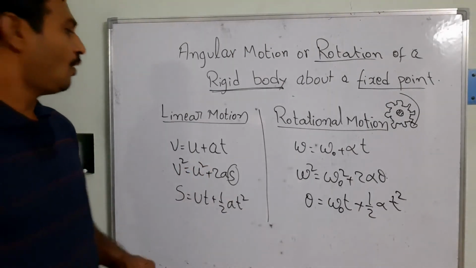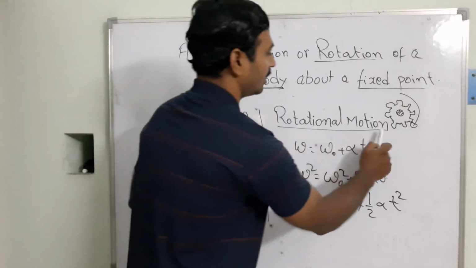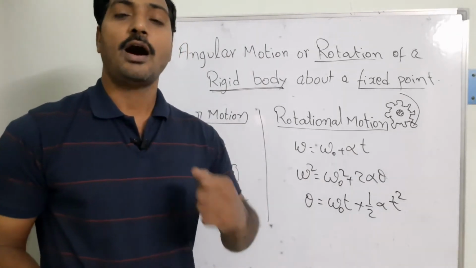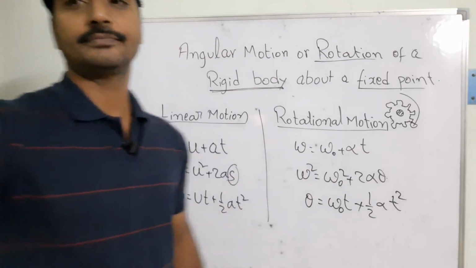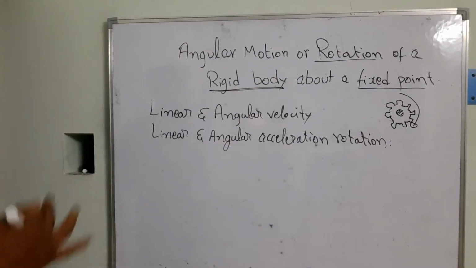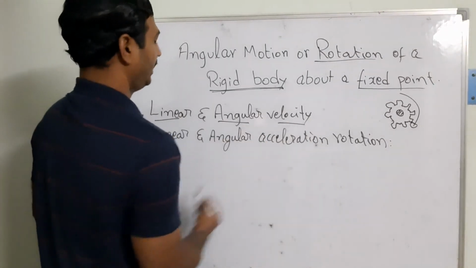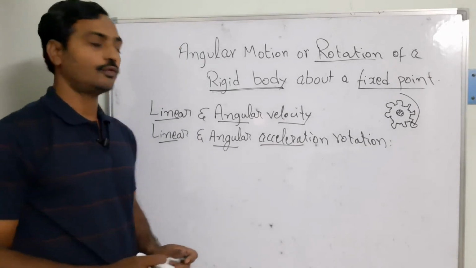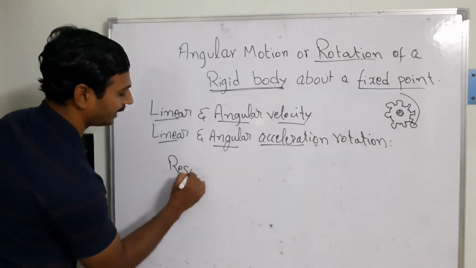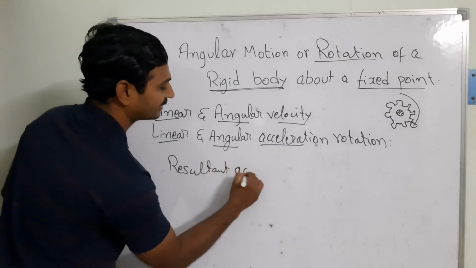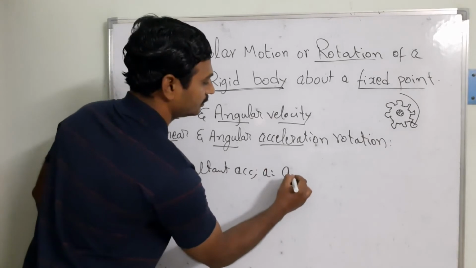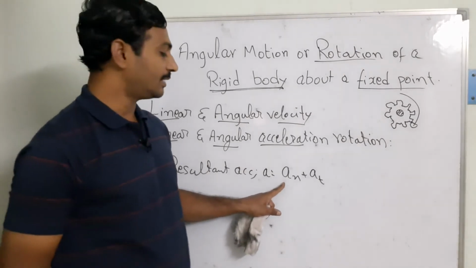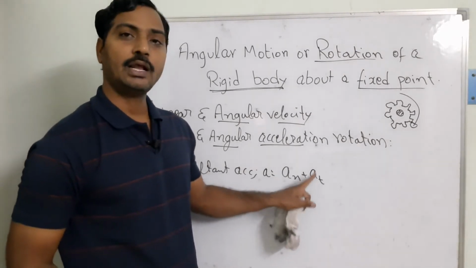So now we will see the linear motions as well as the rotational motions in one equation, how they are identified, or how they tell the behavior of the rigid particle. In this case, how the linear and angular velocity and acceleration exist in rotation. For this one, the resultant acceleration A is equal to an plus at. What is the an here? The an is nothing but the normal acceleration, and at is nothing but your tangential acceleration.